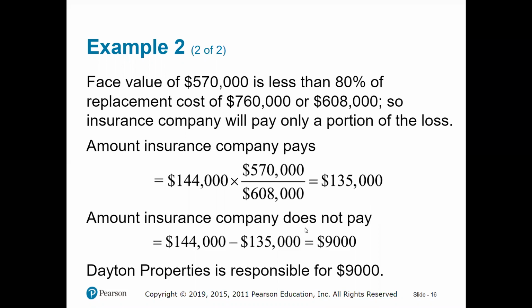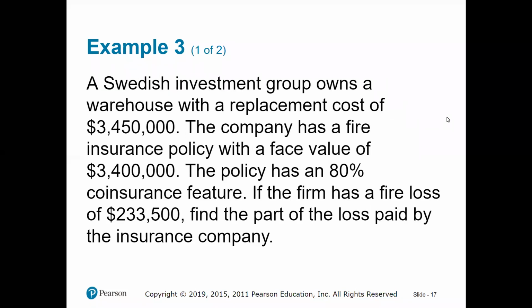So the amount the insurance company does not pay is $9,000. So then the property is responsible for the $9,000. Let's look at this example.